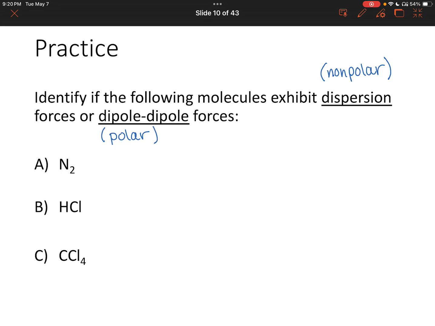So let's look at N2, nitrogen. So we've got two nitrogen atoms bonded together. And do we have any electronegativity difference between those two nitrogens? No, they have the same electronegativity value. So this would be a nonpolar molecule. And what type of force would we expect? A dispersion force.